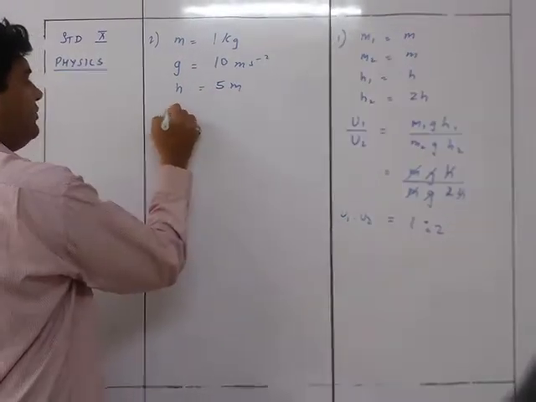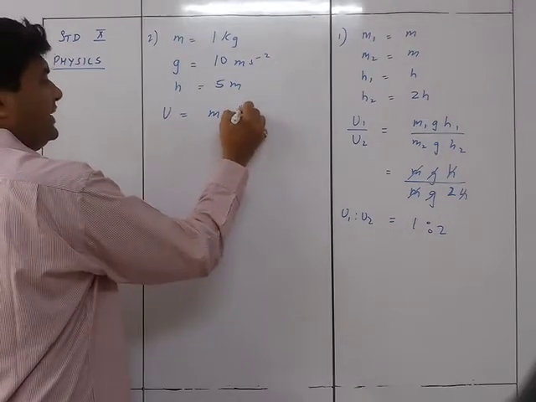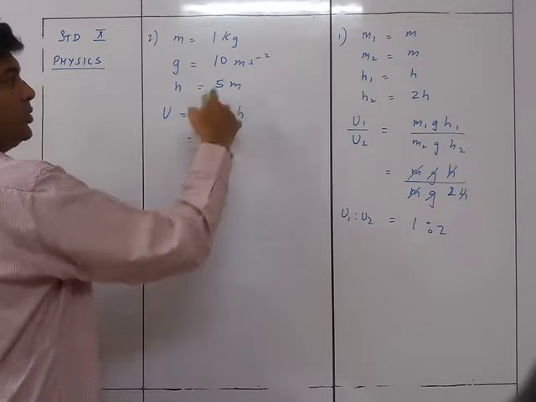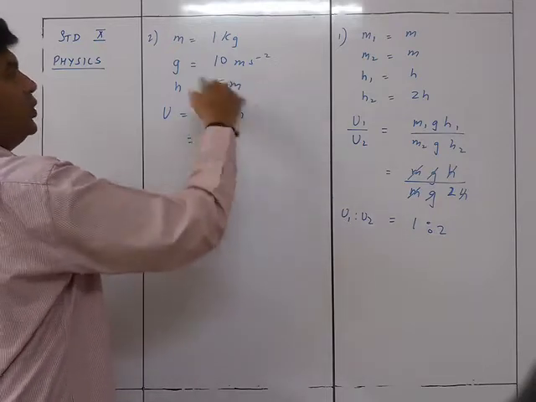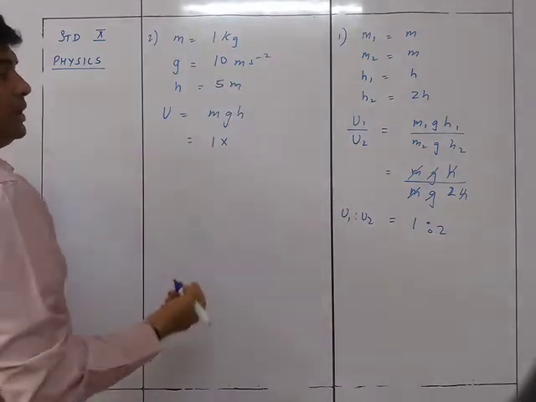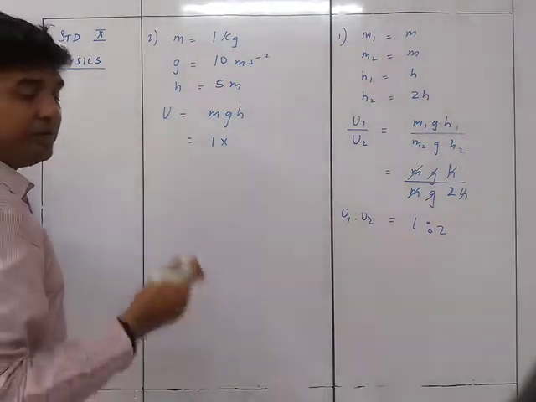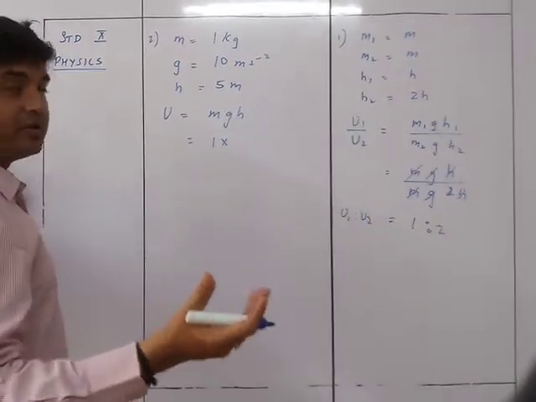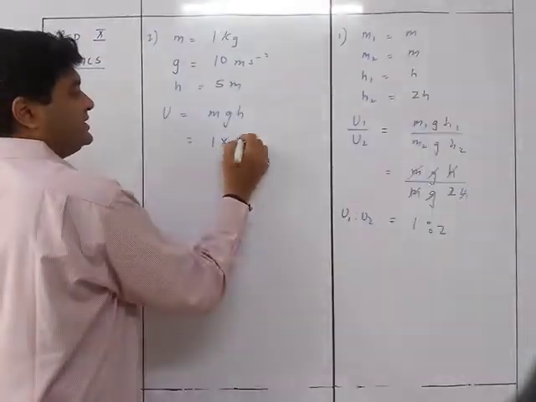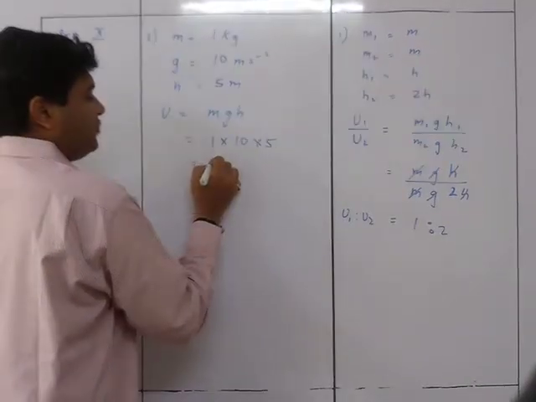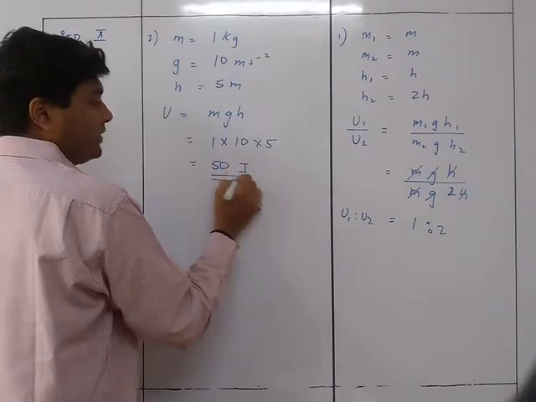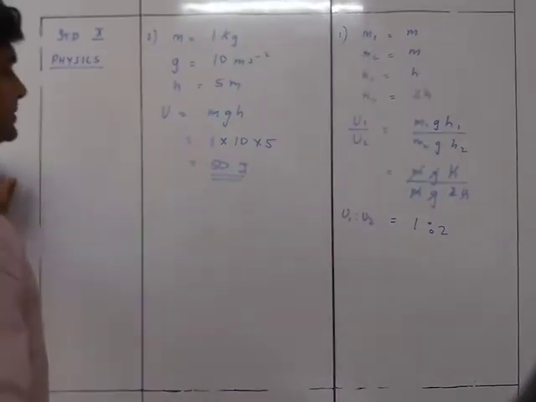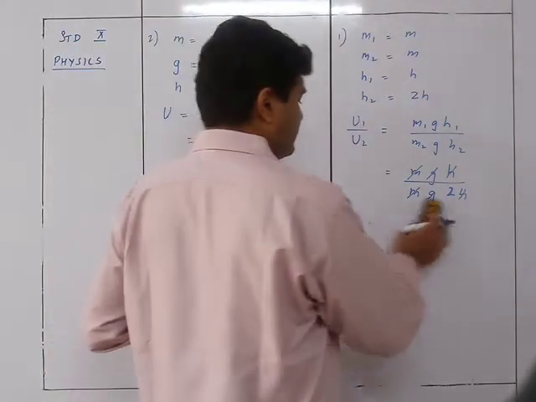Accordingly, U is equal to mgh, that is 1 into 10 into 5. Now it is in kg and meters, so no problems at all, no need to change any of the physical quantities into SI units. It's already in SI units. g is 10 and this is 5, that is 50 joule. So 50 joule is the answer for the second question. We move forward to sum number 3.